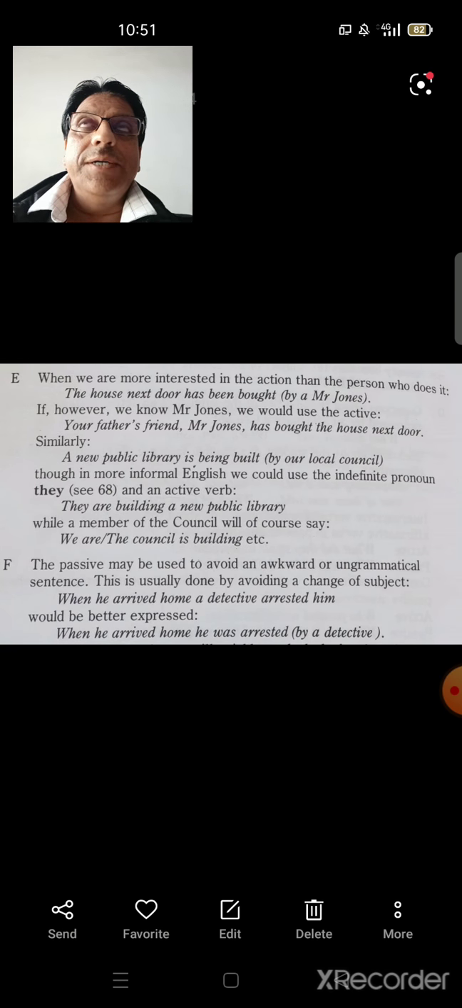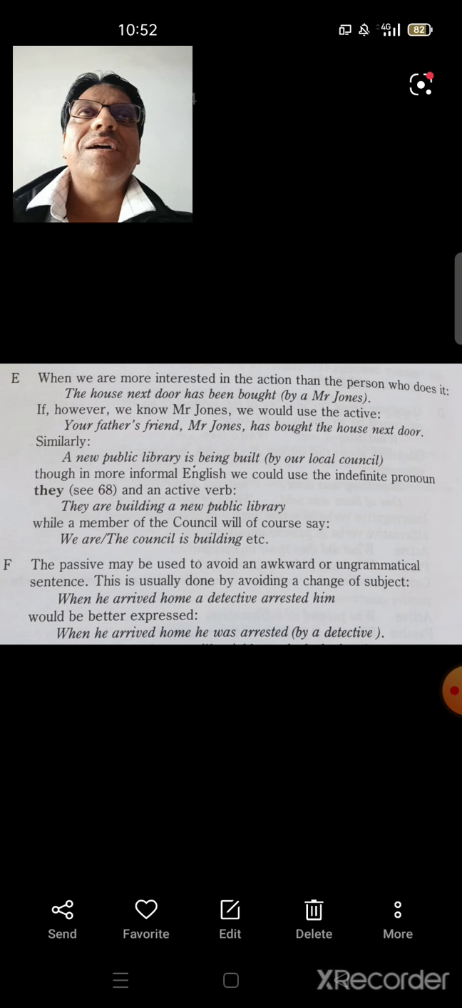And then in the fifth case, you can use the passive form. We have an example: the house next door has been bought by Mr. Jones. So we don't know, in this case, the subject or the agent is least important to us because he's unknown or unfamiliar to us.